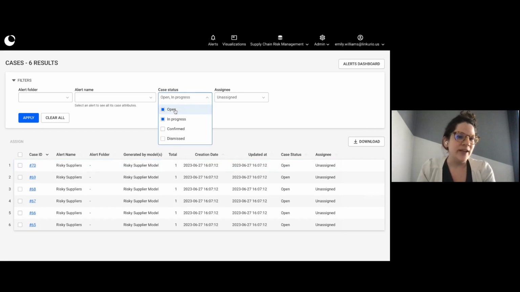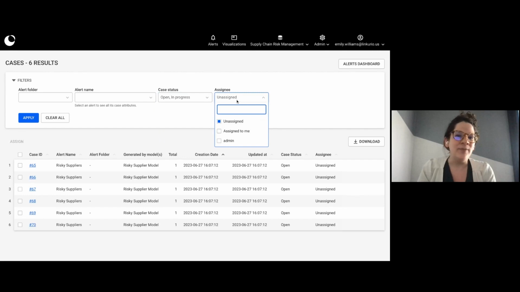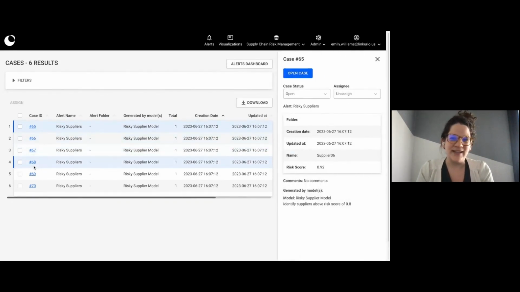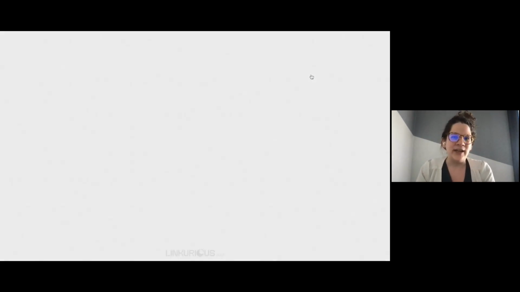I can also filter through my matches to make sure I'm keeping on top of the most recent ones, or maybe the oldest ones by toggling here. I can also look at matches that weren't reviewed yet and matches that weren't assigned. So right now it's automatically pulled up cases or matches to the alert that are open and unassigned. And from here, I can click into a case ID. I can see the name of the supplier I'm going to be investigating. And then from here, I can open up the case.